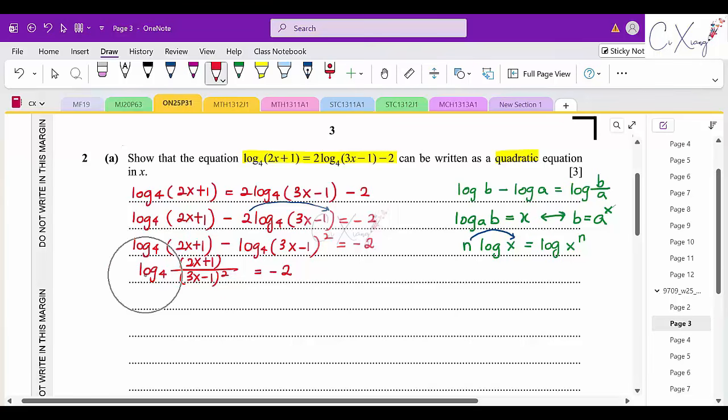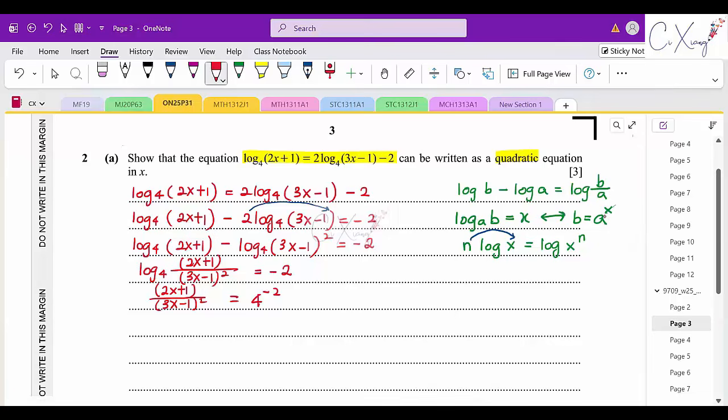When you are having a single log on the left hand side, you can get rid of the log by making the base power to right hand side and keep the number here on the right become the power. Therefore, what do I have here is I'm having a log base 4, right? Okay, so the log with base 4. Therefore, I want to put it become 4 power negative 2. I'm applying this particular part here.